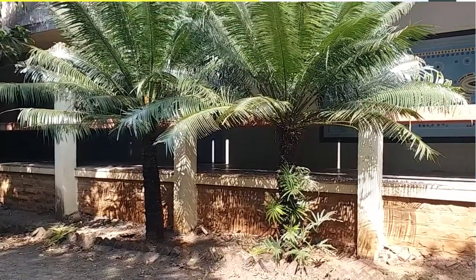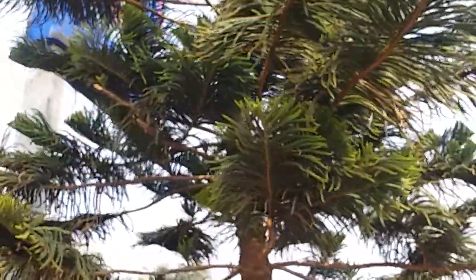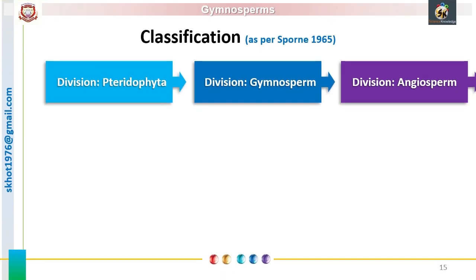Today we will discuss the classification of gymnosperms. We know that the gymnosperms are placed in between the division Pteridophyta and division Angiosperms. Whenever we are dealing with the classification, we should note that the groups which are represented on the left hand side are more primitive in comparison to the groups which are represented on the right hand side.